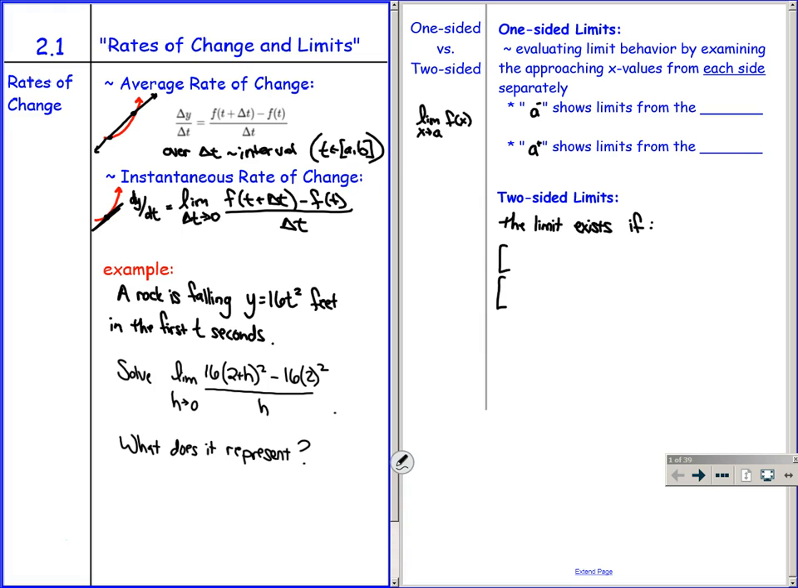So what's going on down below when I have a rock falling at y equals 16t squared feet in the first t seconds, and I have solved the limit as h goes to 0 of 16 times (2 plus h) squared minus 16 times 2 squared, all over h. What has changed? Here's the general definition. Now it's been applied to a function that's been given to us, but what else has changed, guys? There's a constant, yeah. Isn't there a 2 in there instead of a t? Or a 2 in there instead of an x? So what does it represent?